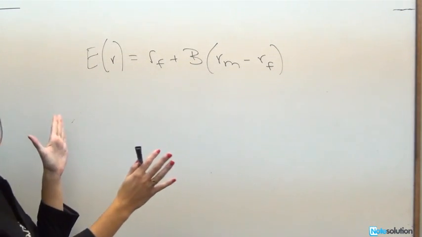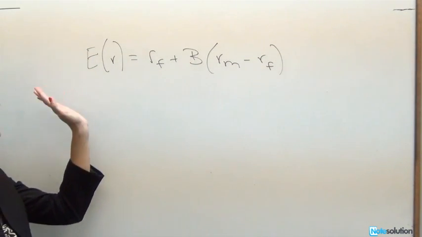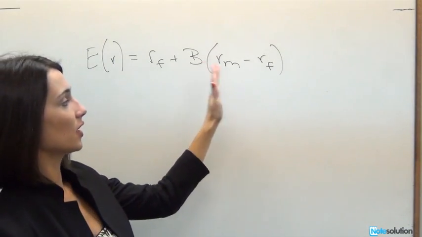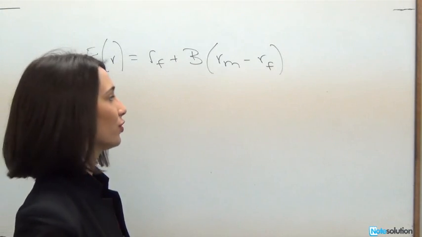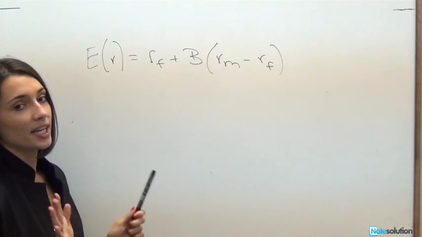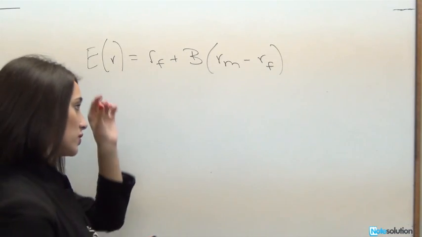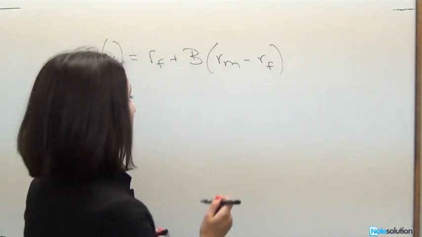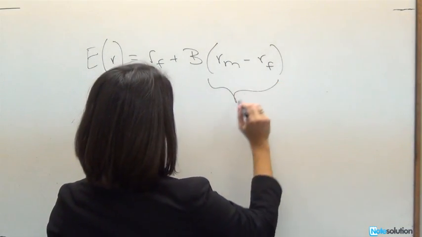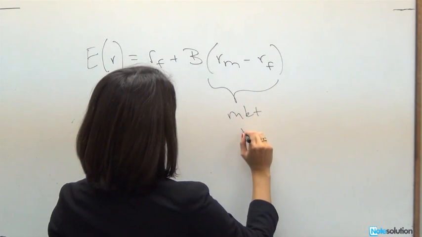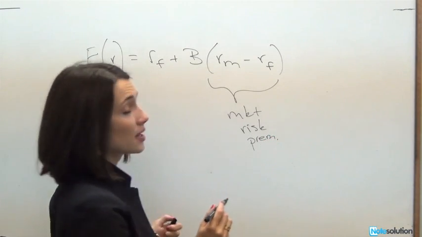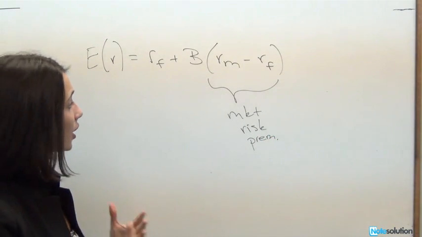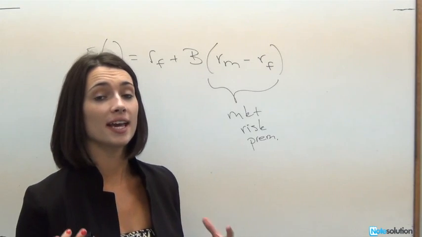You know what the formula is. Your expected return equals risk-free plus beta times (RM minus RF). There are a couple of things you absolutely have to know about this formula. This bracket right here, RM minus RF, is called the market risk premium. So this is your market risk premium.